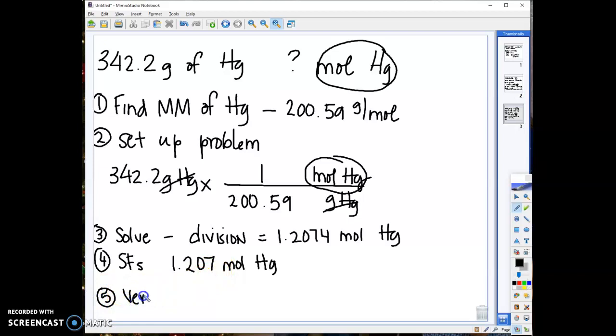And then my last step again is to verify. Does my answer make sense? I have 342.2 grams of mercury. 1 mole of mercury is 200 grams, so I would have about a mole, a little less than a mole and a half of mercury. And I see that, yes, 1.207 moles. My answer makes sense. So, yes, I think that I could have the correct answer. That's the reason why we verify, just to make sure that our answer makes sense. If you do that verification step and your answer doesn't make sense, then you know that you've probably done something wrong.